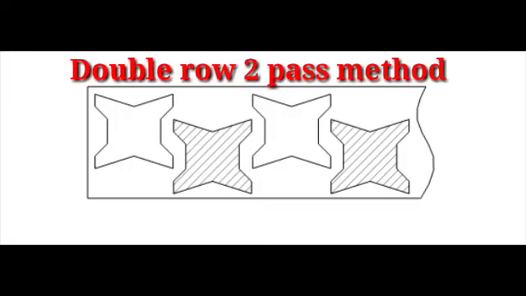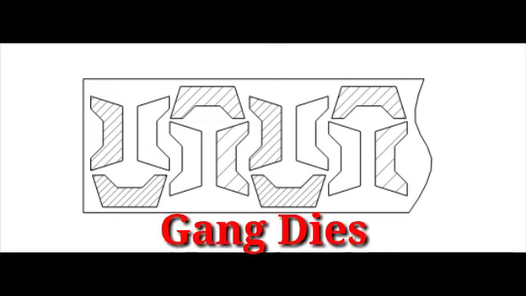Now we are going to see the double row layout, that is double row two pass. Higher economy can be attained by positioning the blanks in double rows. See the image on the screen. Now we are going to see the gang dies. A gang die consists of two or more similar sets of tool members so as to produce two or more components during a single stroke of the press ram. A gang die eliminates the cumbersome process of the double pass.